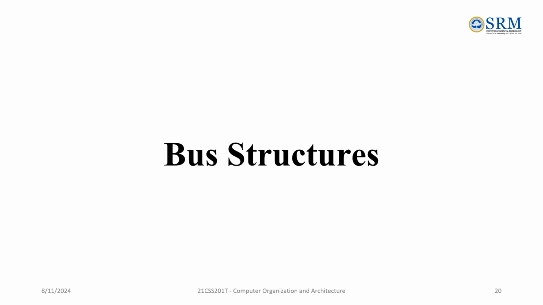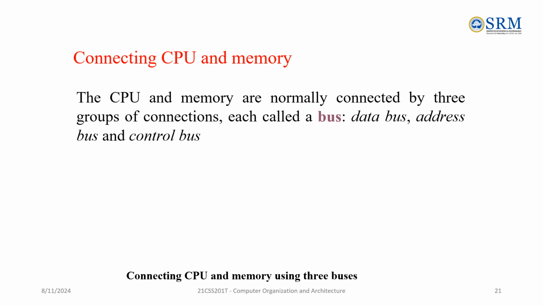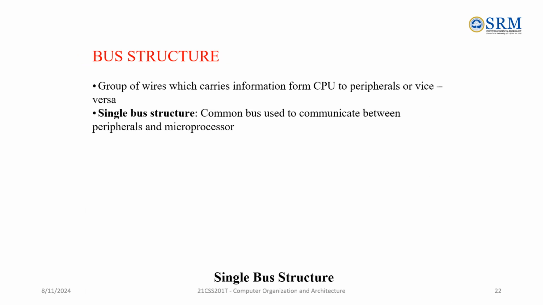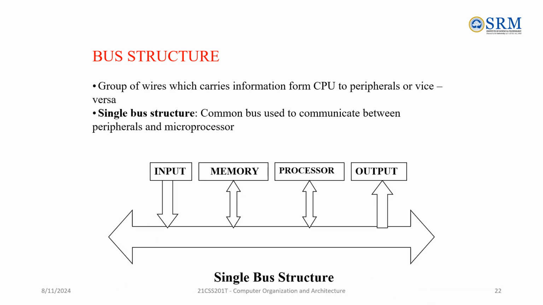Next, we'll see about the bus structure, which connects the CPU and the memory. The CPU and memory are normally connected by three buses: data bus, address bus, and control bus, as shown in this diagram. A bus is nothing but a group of wires which carries information from CPU to peripherals and vice versa. In a single bus structure, a common bus is used to communicate between the peripherals and the microprocessor.